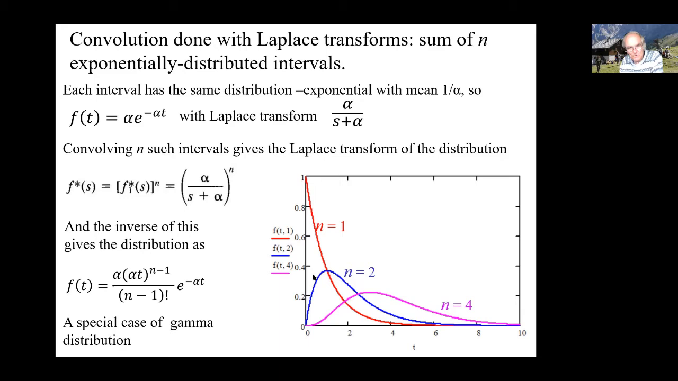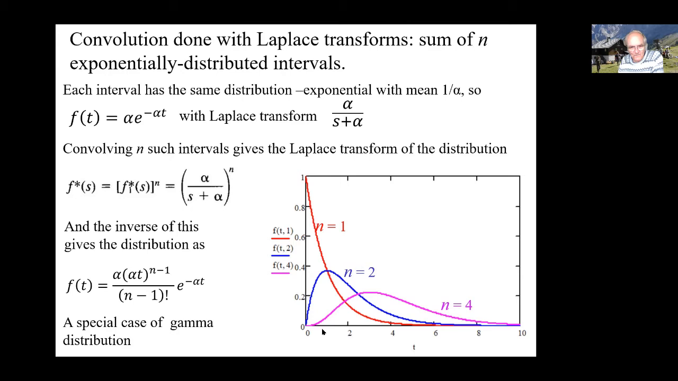It goes through a peak. It's unlikely you get a very short interval because you'd have to have both the first and the second interval very short to get their sum to be very short. So this is small for short times, goes through a peak. The mean of this positively skewed distribution, in fact, is 2. This is assuming that the mean for the single exponential was 1.